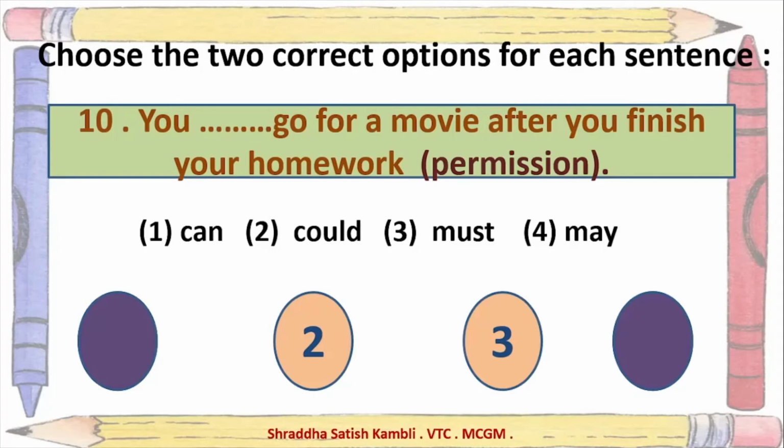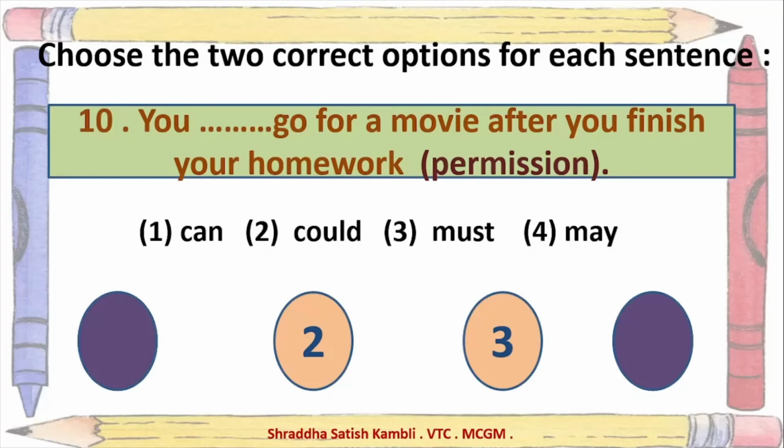So these were the 2 patterns, children. The first one was choose the correct modal auxiliary to fill in the blanks according to the type given in the brackets. Then we come to the second one, choose the 2 correct options for each sentence according to the type given in the bracket. So given in the bracket, you have permission here. Alright.